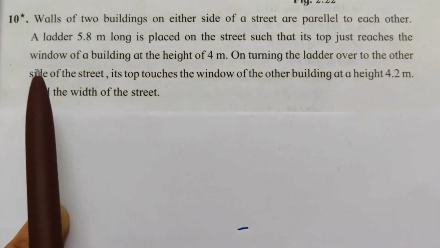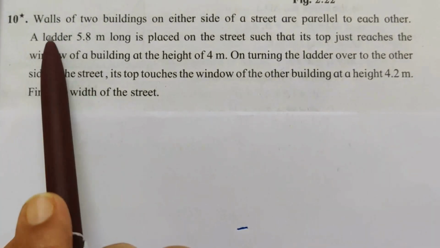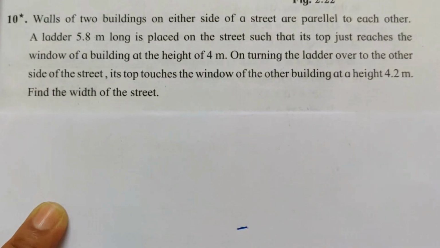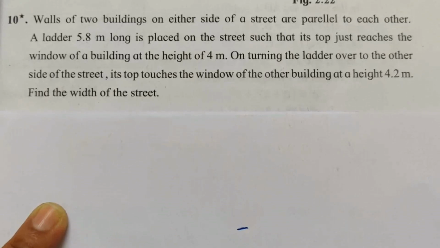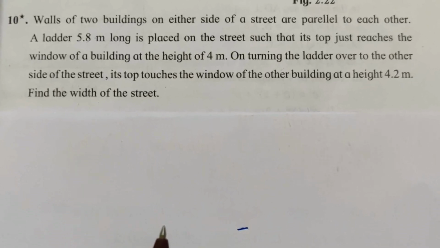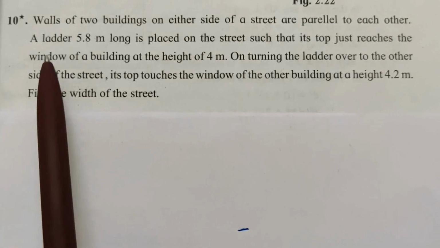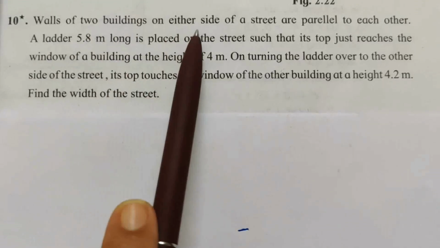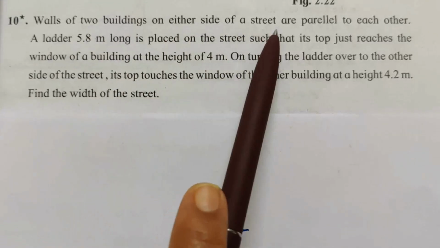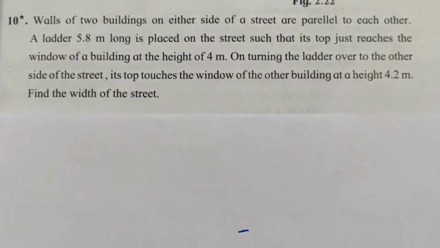So once again you see this example. With the help of this example we will draw the diagram, because in this type of question the diagram is very important and it is compulsory. Unless you draw the diagram you cannot solve it. It will be difficult. Once you draw the diagram then it is easy for you to get the solution. Now see the example. Walls of 2 buildings on either side of a street are parallel to each other.